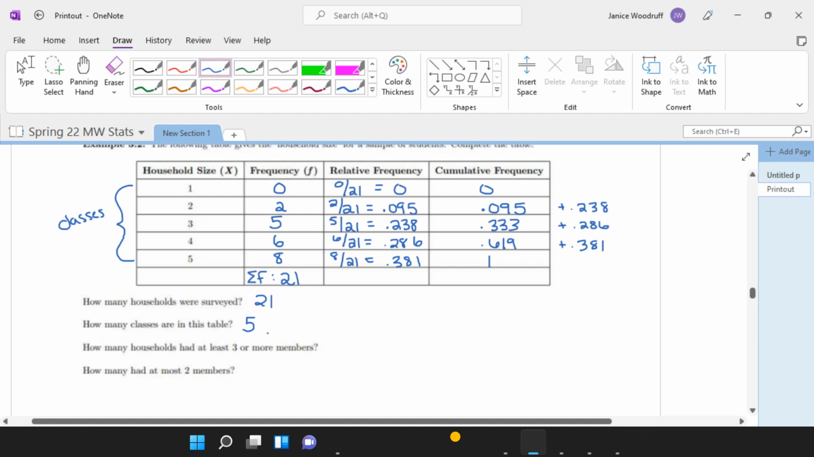How many households had at least 3 or more members? So how many had 3 members? 5, right? How many had 4 members? How many had 5 members? So those all had 3 or more, right? So for the 3 or more, you would take these frequencies here and add those together. So 5 plus 6 plus 8. And that should give you 19.